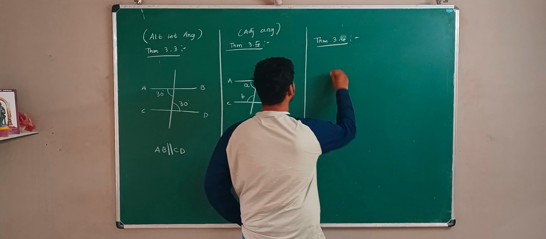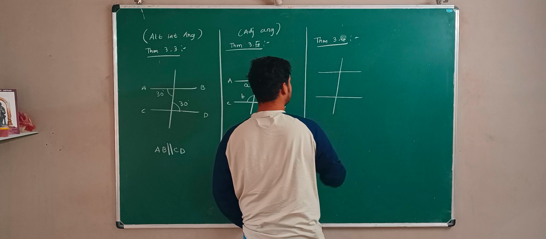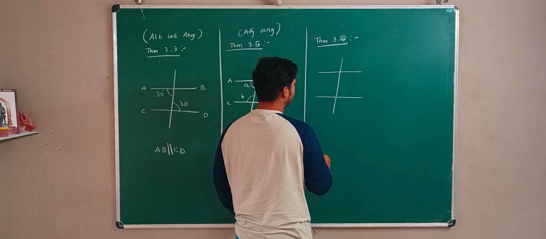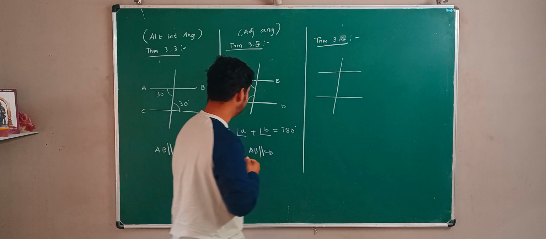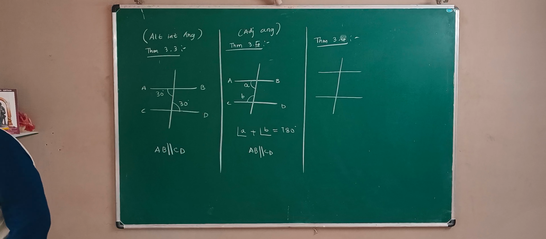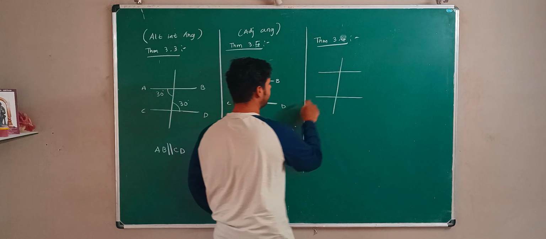If a transversal intersects two parallel lines, then each pair of interior angles on same side of transversal is supplementary. I will say the same again. Say it once more. If a transversal intersects two parallel lines, then each pair of interior angles on same side of transversal is supplementary. First, he should say this, then you should understand this here.